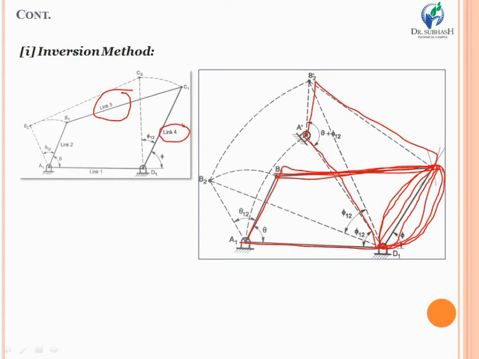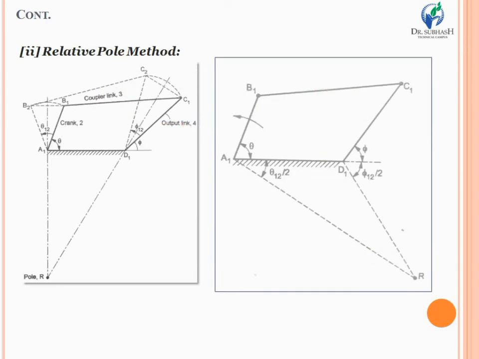As I have told earlier, through this graphical method, especially in dimensional synthesis, we can measure various angles like theta 1 2, phi 1 2, length of link 3, length of link 4, etc. In that way we can determine all the dimensions of the various links. So dear student, this was the inversion method that we have discussed. After that, the second type of method that we are going to discuss is the relative pole method.